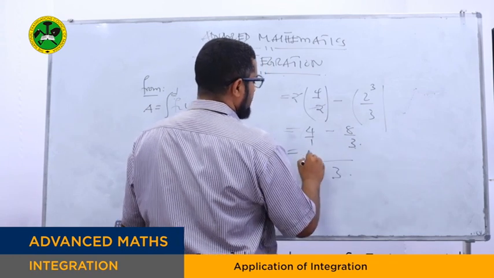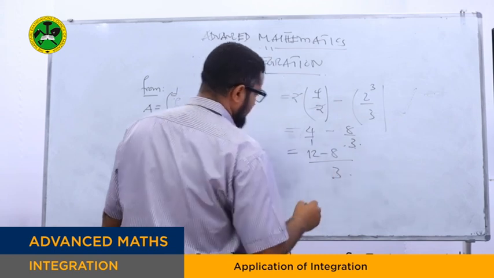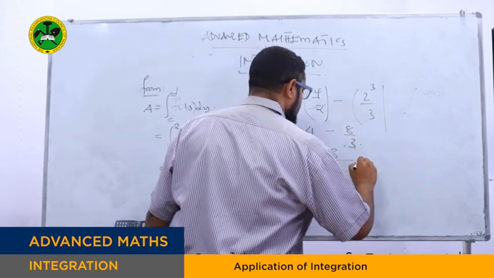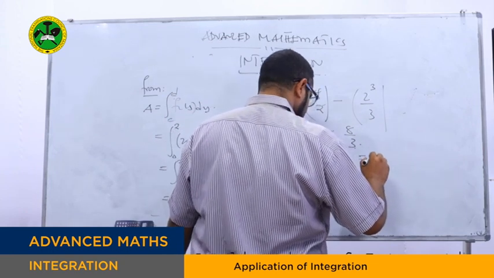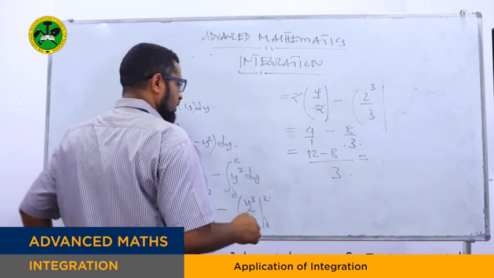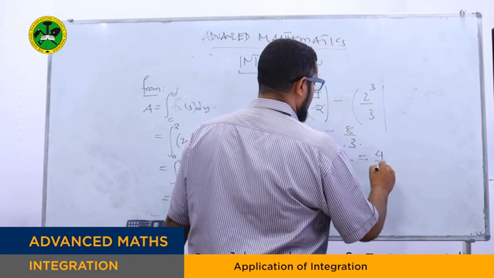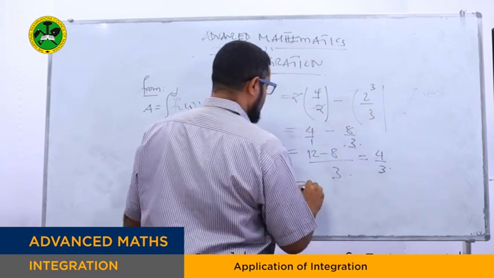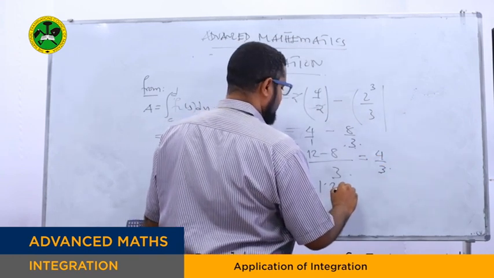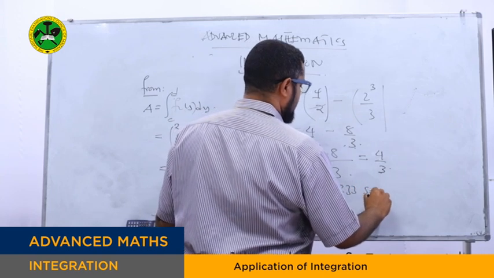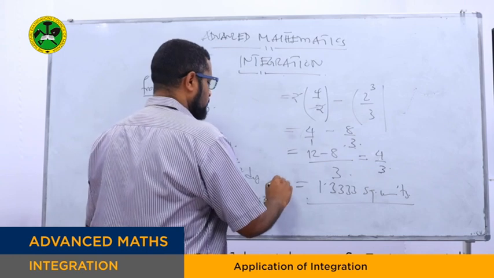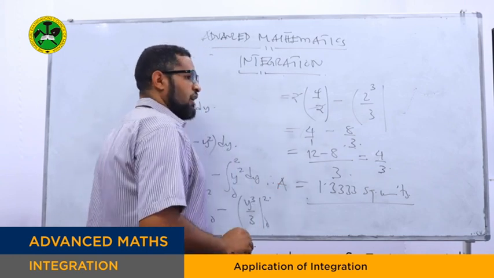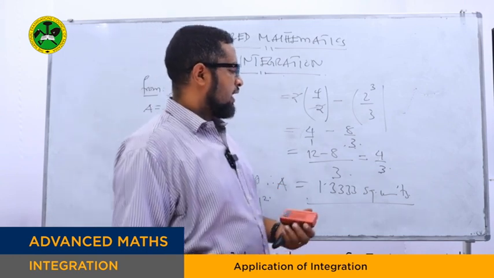4 times 3 is 12 minus 8. So thereafter, if you simplify, 12 minus 8, you will get 4 over 3, which is the same as writing 1.333 square units. So that is how to find the area under a given curve.